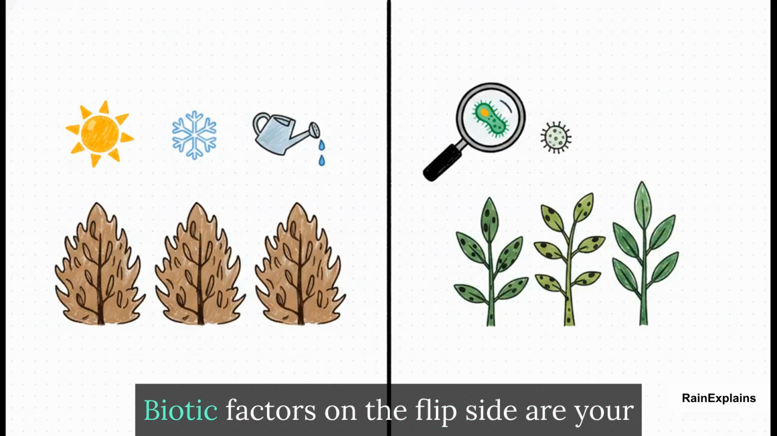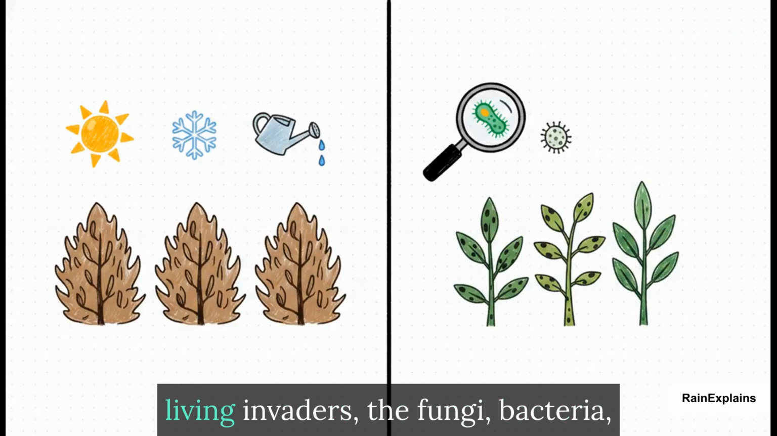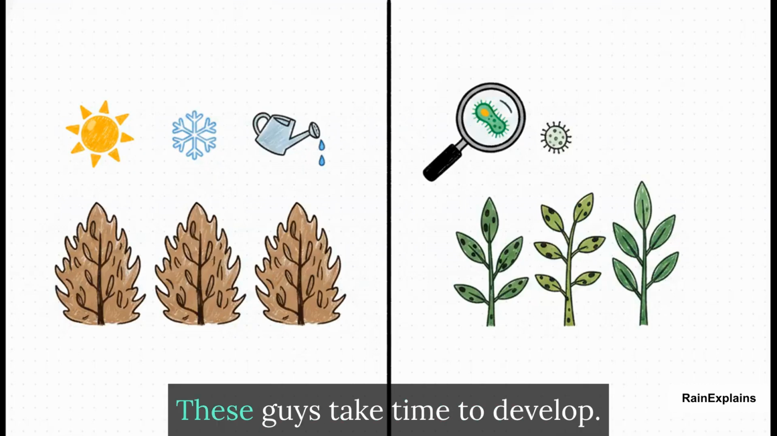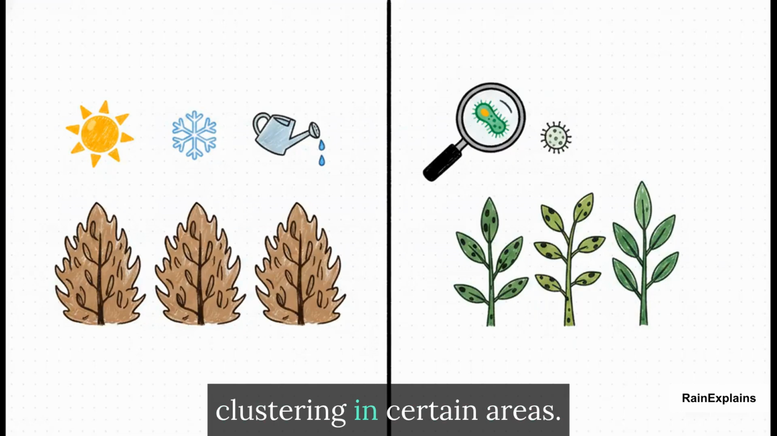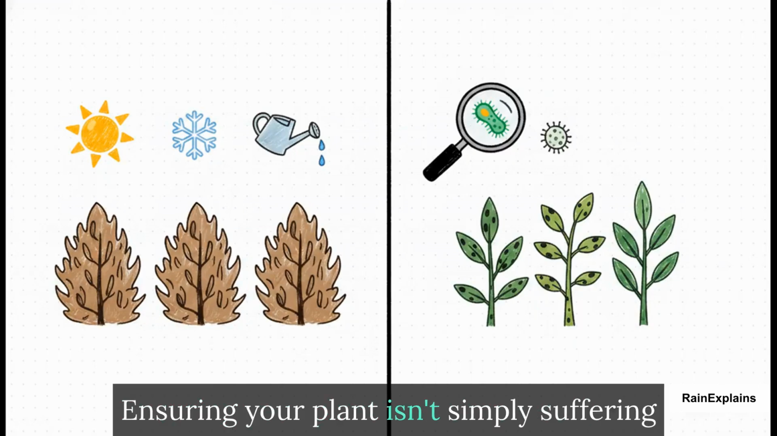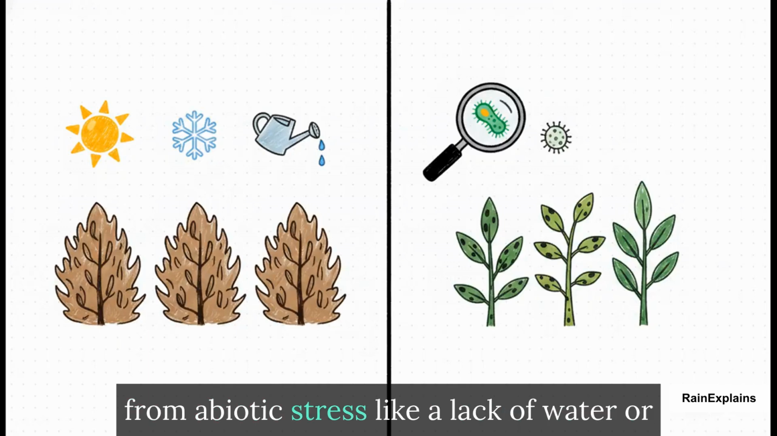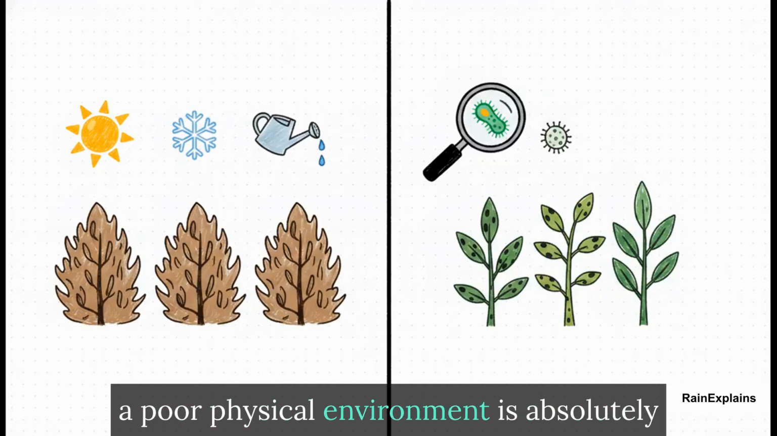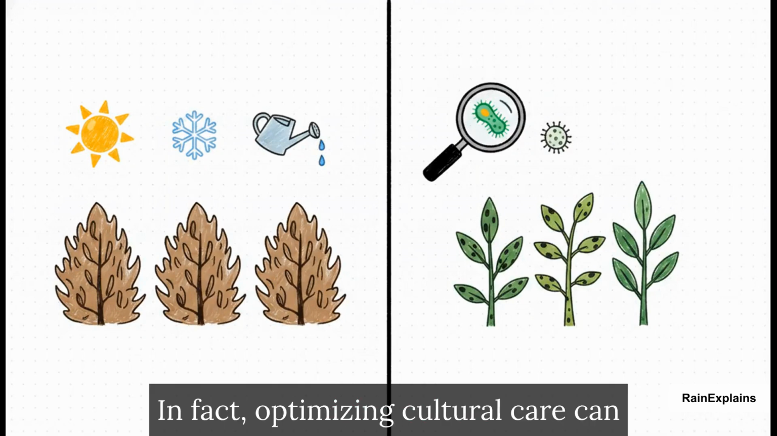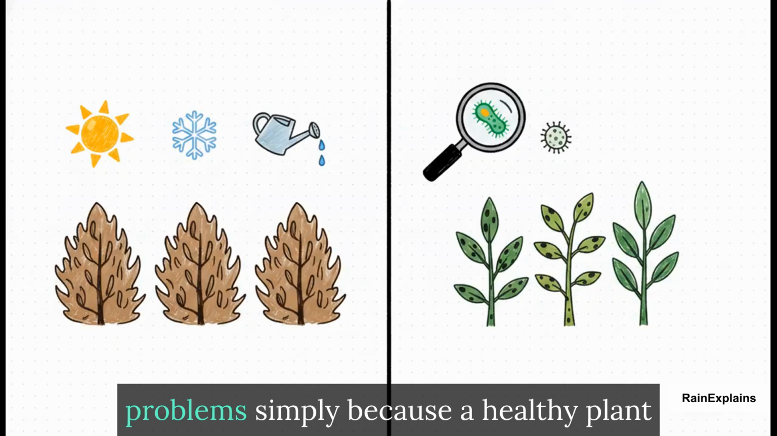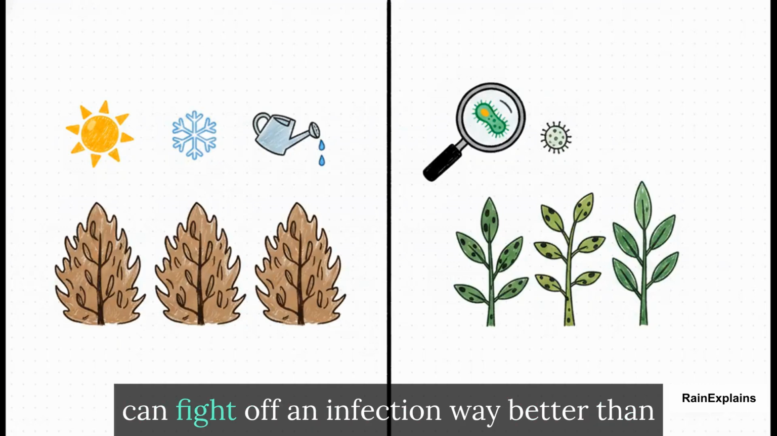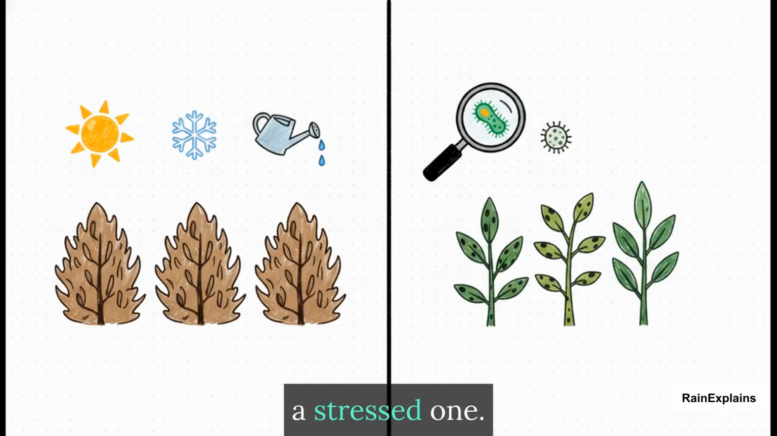If an entire row of shrubs suddenly turns brown after a severe freeze, you are looking at an abiotic, physical issue. Biotic factors, on the flip side, are your living invaders, the fungi, bacteria, viruses, and insects. These guys take time to develop. They spread from plant to plant, usually clustering in certain areas. Ensuring your plant isn't simply suffering from abiotic stress, like a lack of water or a poor physical environment, is absolutely critical. In fact, optimizing cultural care can drastically reduce secondary pathogen problems simply because a healthy plant can fight off an infection way better than a stressed one.